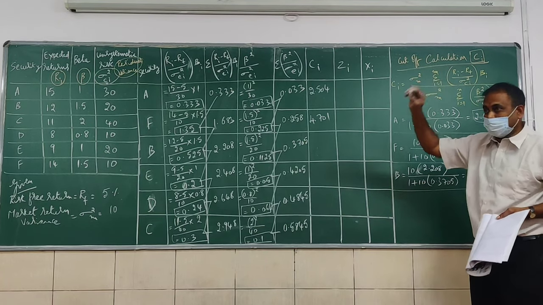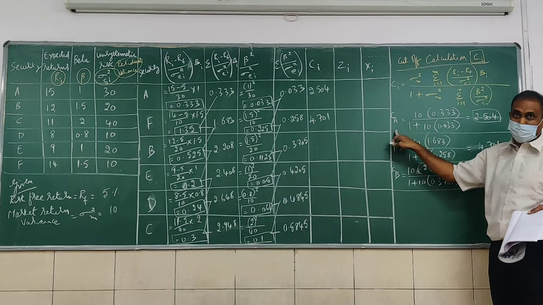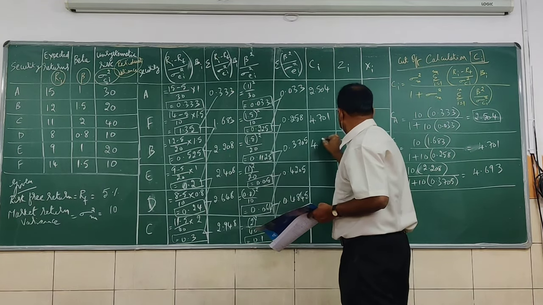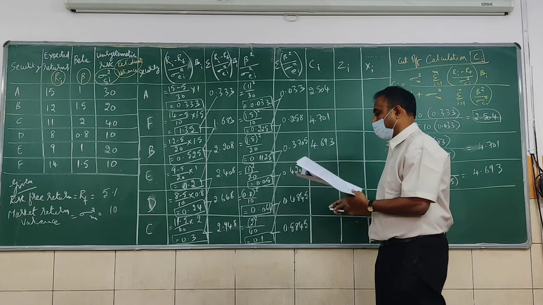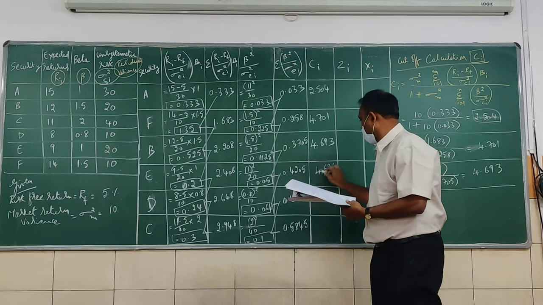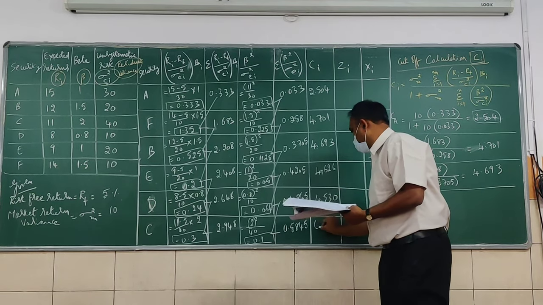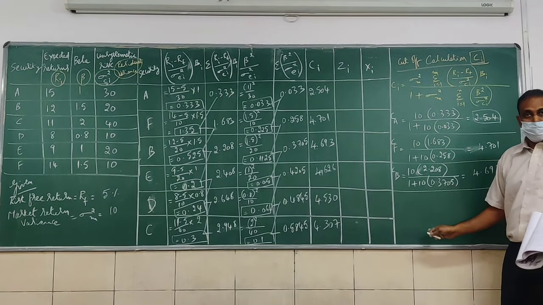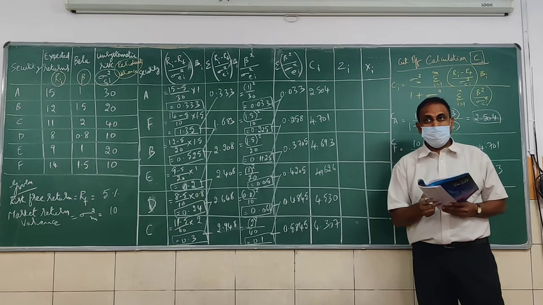So we have to find for all. We can make it like this. Look at the board. CA, CF, CB. That is cutoff of A, cutoff of F, cutoff of B. So we have to write the values over here. If you write like that, you get 4.626, next 4.530, 4.307. So Ci you have to find for all the six and write here. Look at the board, this is the most important point of working.